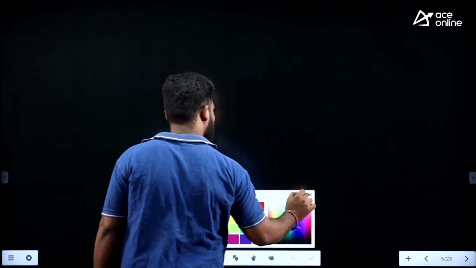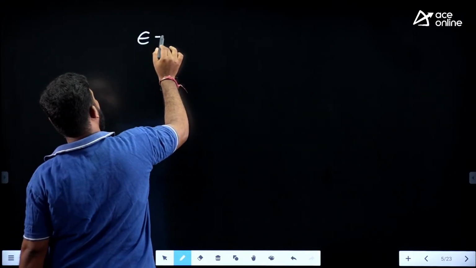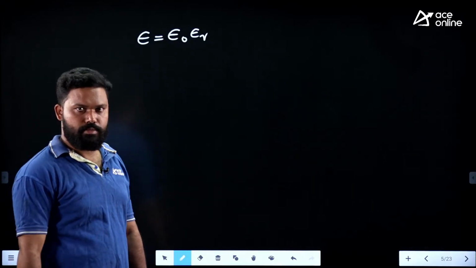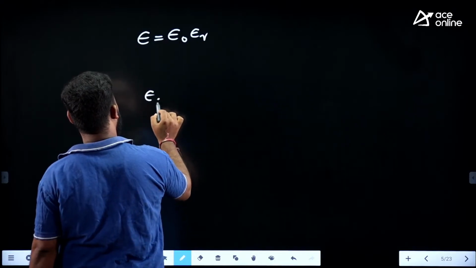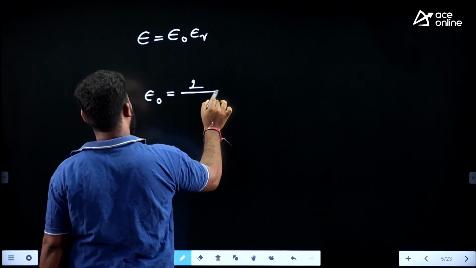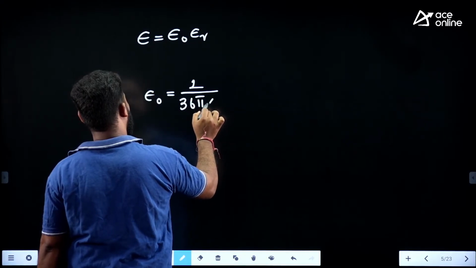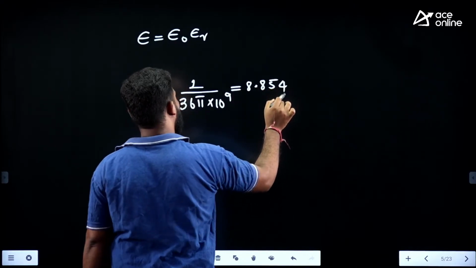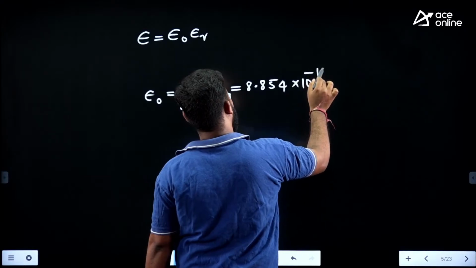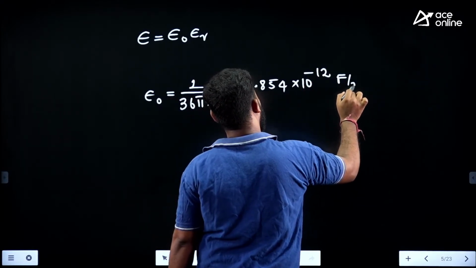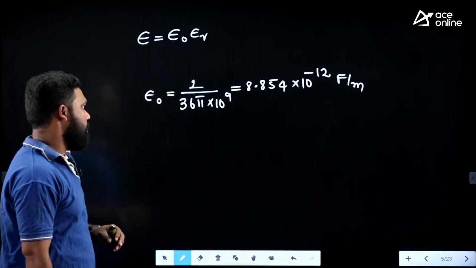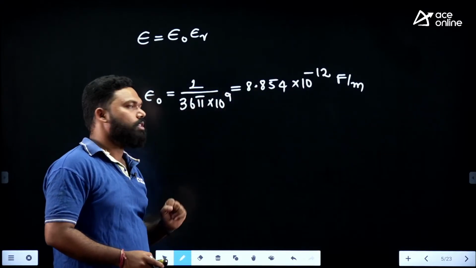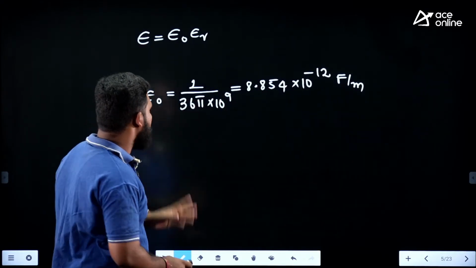So what is this epsilon? It is a medium parameter. Epsilon is equal to epsilon naught epsilon r. This is called permittivity. What is this epsilon naught? It is equal to 1 by 36 pi into 10 to the power of 9, that is 8.854 into 10 to the power of minus 12 farad per meter. So you must remember this value. You must remember this one.